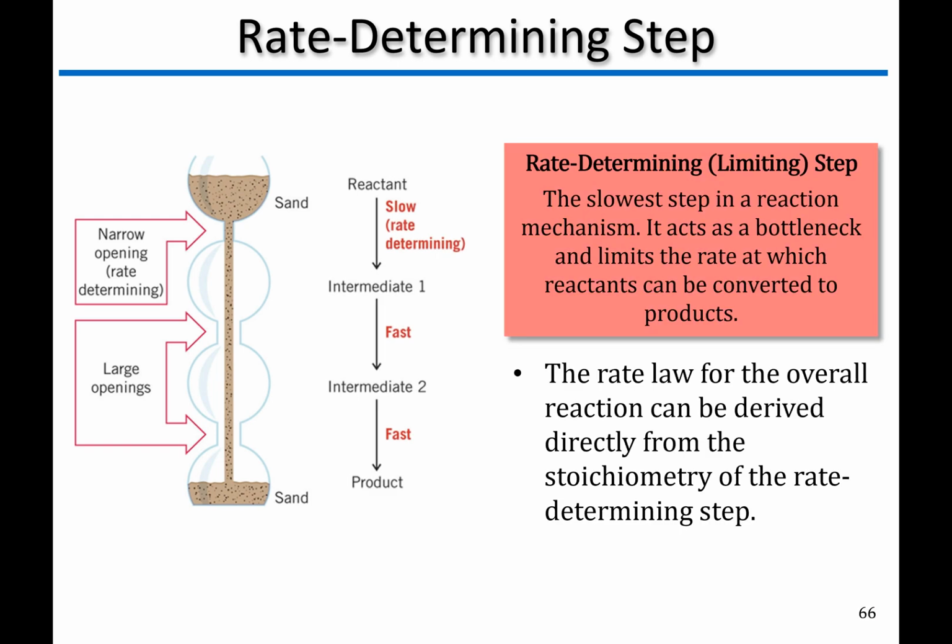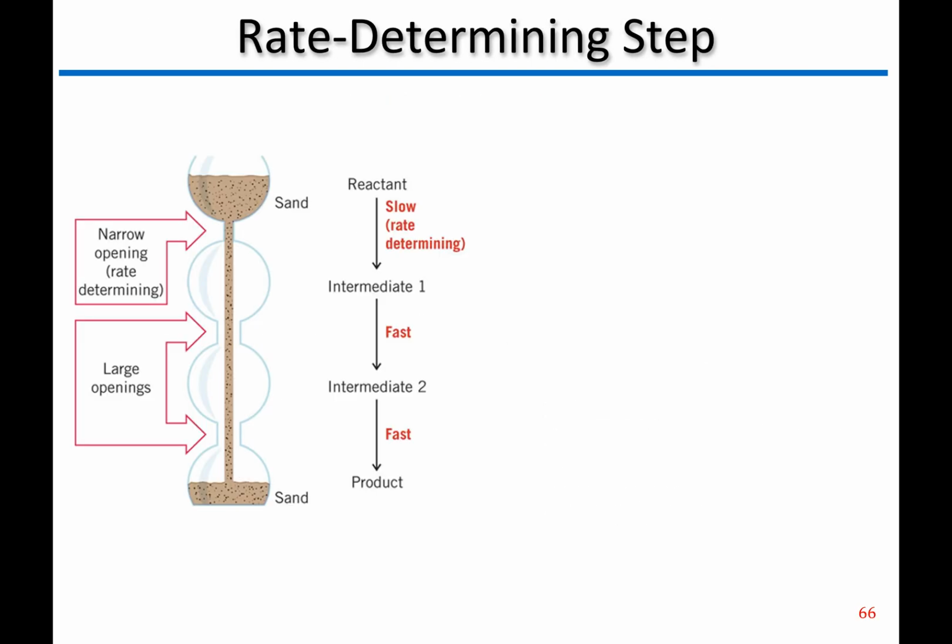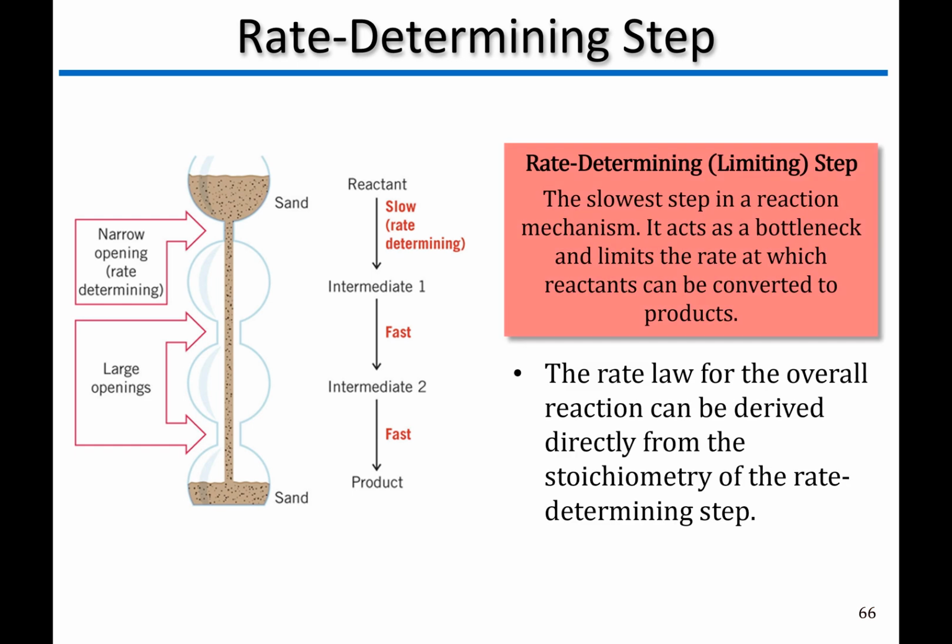So this is like having a reaction mechanism. We have reactants, and then intermediate 1, intermediate 2, and then product. If this first step is slow, or if any of the steps are slow, that would be the rate determining step. In this case, it's our first step. That's the rate determining step. So what do we mean by this? The rate determining or rate limiting step is the slowest step in a reaction mechanism, and it acts as a bottleneck and limits the rate at which the reactants can be converted into products.